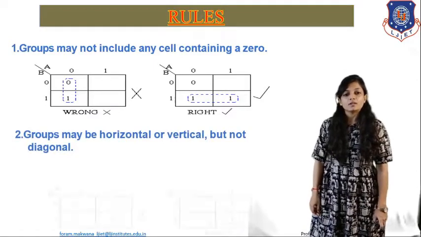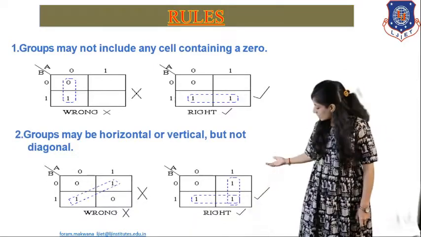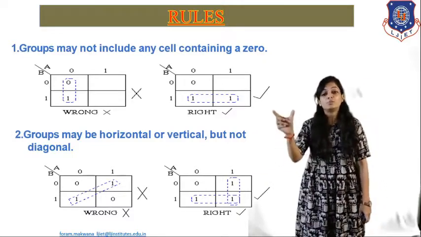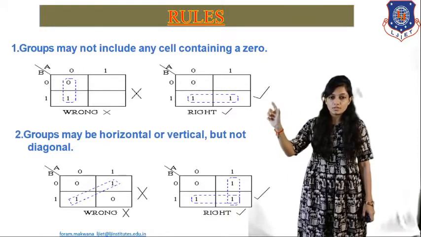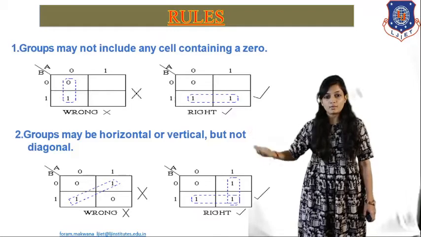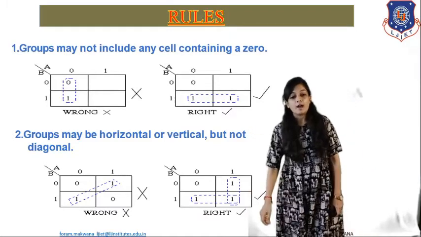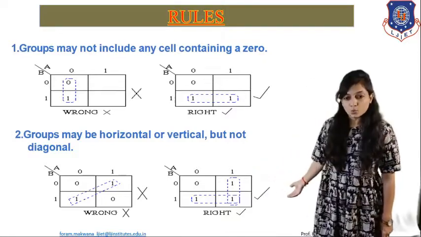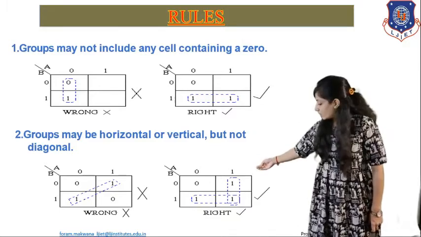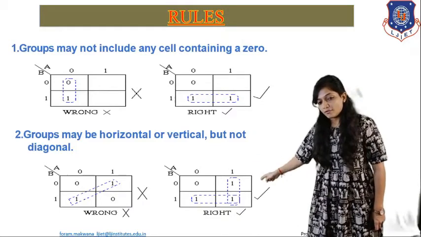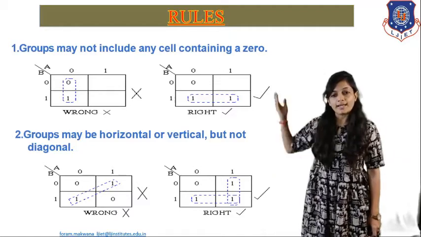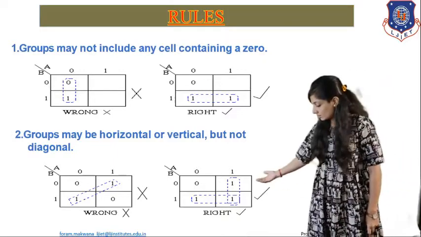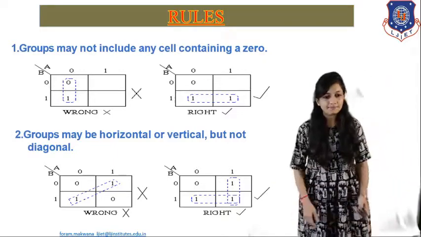Second rule, groups may be horizontal or vertical, but they can't be diagonal. That means we are going to make a group horizontally and vertically. We can't make a group in a diagonal manner, right? How? See the last one. In the last row and the first column of that K map, we have made a group of 1s in a diagonal manner. So this is not the correct one. We can make groups either horizontally or vertically.